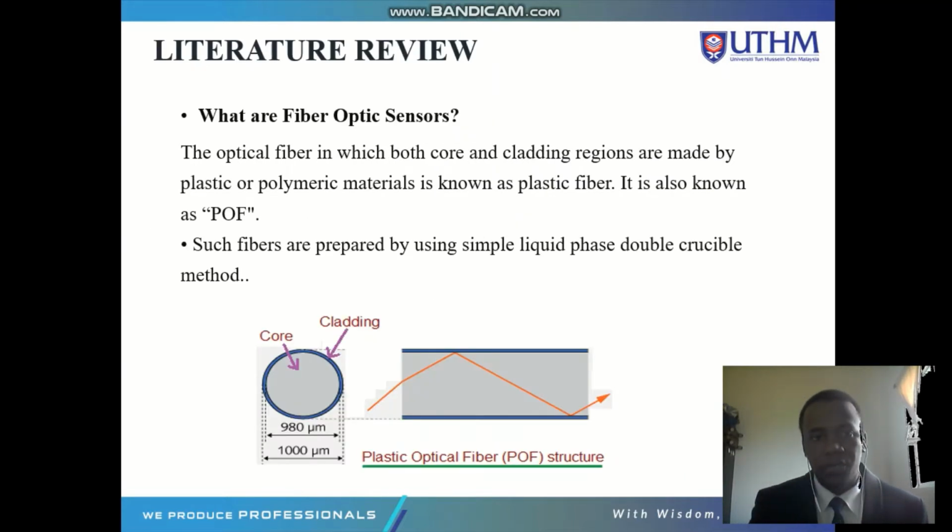So now we move to the literature review. First of all, what is an optical temperature sensor? To be more accurate, we use plastic optical fiber. So what is plastic optical fiber? It is fiber in which both the core and cladding regions are made of plastic or polymeric material, also known as plastic fiber, or POF for short. As we can see in the figure, this is the top view, with the core and the cladding, and here is the side view. This is how light transfers through the core of the sensor: it goes like this, and then it hits like this until it reaches its final destination.